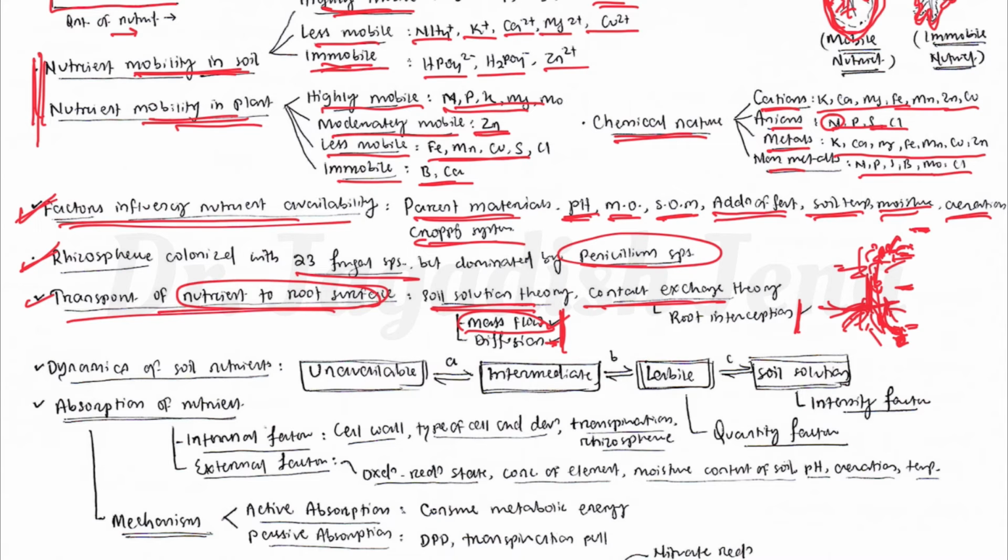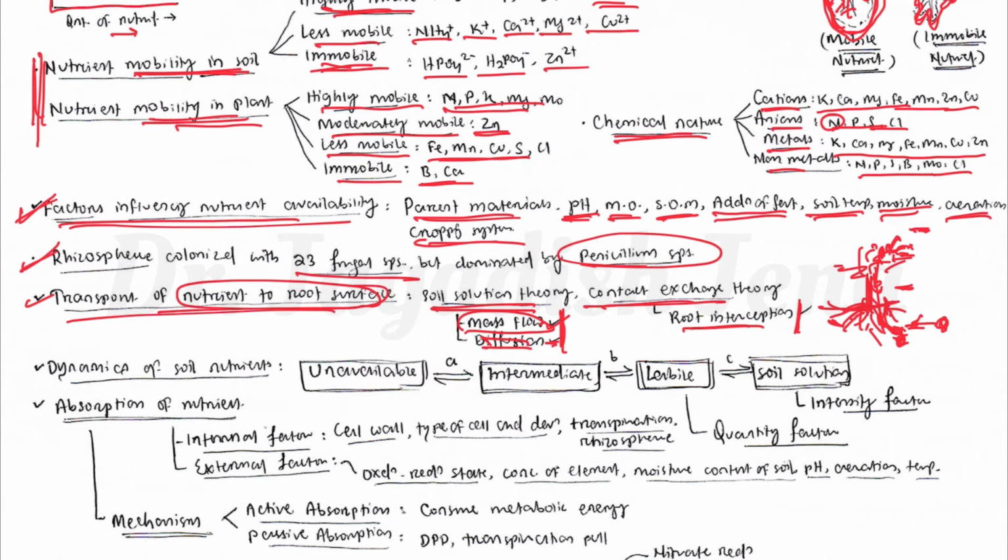Then diffusion is basically a process through which nutrients move from a higher concentration to a lower concentration. Mostly phosphorus and potassium, this type of nutrient, come to the root system through the diffusion process. Then root interception is basically helpful in the case of immobile nutrients, where the root itself moves towards the nutrient, and when there is contact of the nutrient with the root, exchange happens. Exchange of nutrient from the soil to the root system happens. That is called root interception.